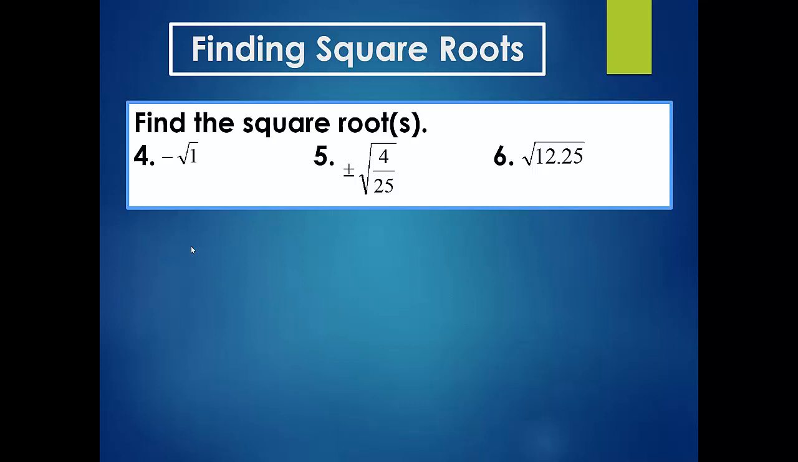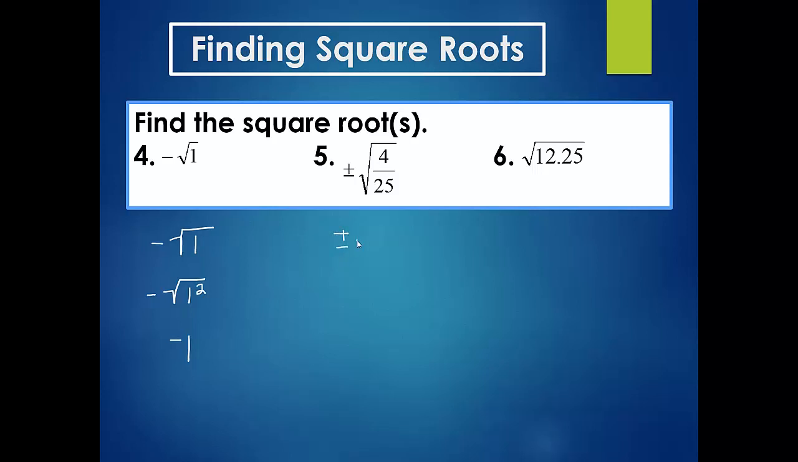Now we're going to find the square root or square roots for each of the following problems. So for number 4, we have negative the square root of 1. Since we have a negative sign out in front, we just want the negative square root for this answer. We need to figure out what number multiplied by itself gives us 1. That number is 1. So 1 squared, 1 times 1 equals 1. Now the square root of 1 squared is just 1. And then we want to make sure we have the negative out in front, because it would be a negative answer, or negative 1.